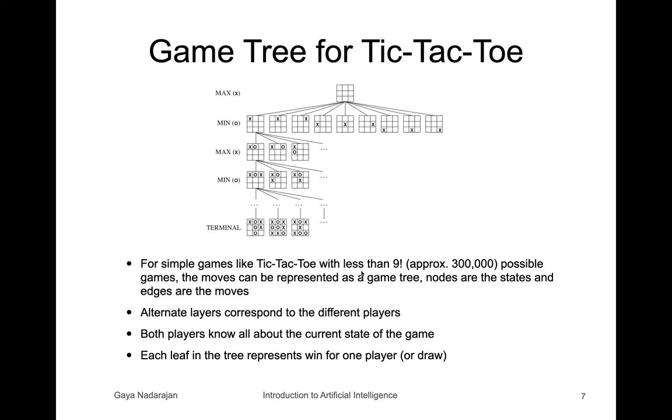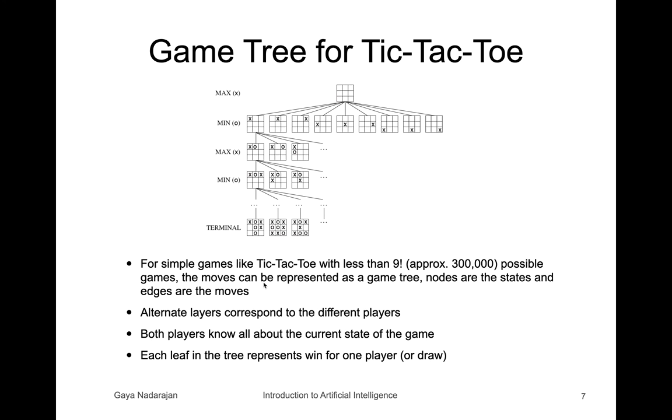But it actually has less than, approximately less, 9 factorial is a bit more than that, about 300,000. This is actually considered quite small. This is a very simple game, right? Because if we're talking about chess, that's like humongous.